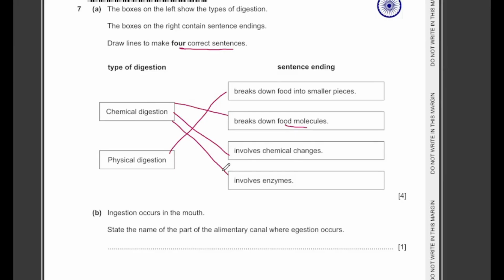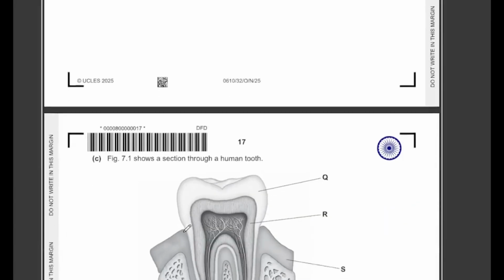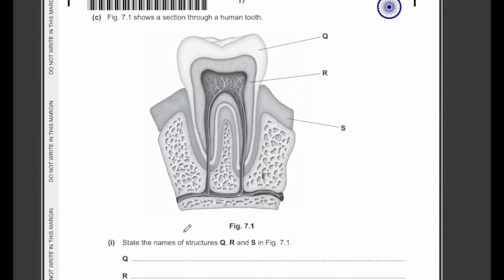Fine. Next one. Ingestion occurs in the mouth. State the name of the part of the alimentary canal where egestion occurs. Egestion means removal, right? So we call it the anus. Part of the alimentary canal, the anus. Okay. Moving to the next one. So there we have the human digestion topic. Figure 7.1 shows the human tooth. Identify Q, R, S. So Q is our enamel.